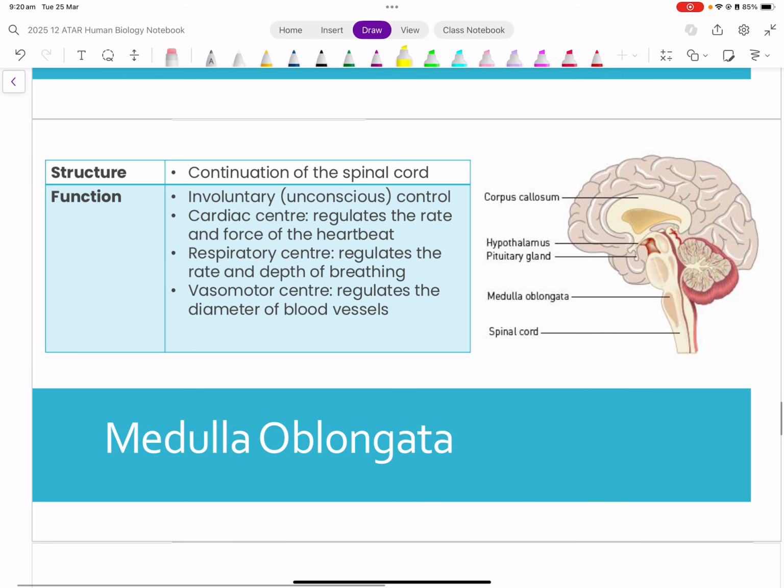As we then jump down to the medulla oblongata, this is the area that is under unconscious or involuntary control. The reason for this is it's controlling some really important things, and we don't want you to have to consciously think about them all the time, especially as you do things like sleep, where you can't consciously control your heartbeat, you can't consciously control your breathing, and it would do your absolute head in to have conscious control over the diameter of your blood vessels. So the medulla oblongata is one of those really important structures that we don't consciously use, but it is really important for regulation and helping us to live.